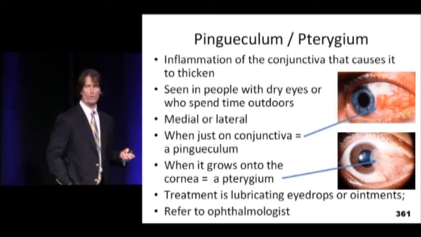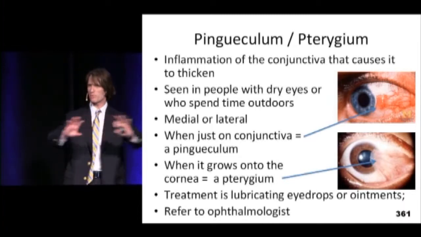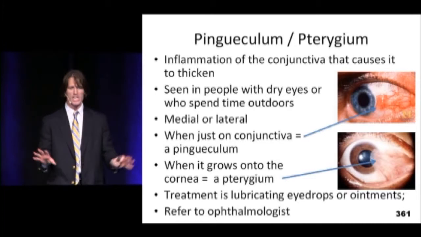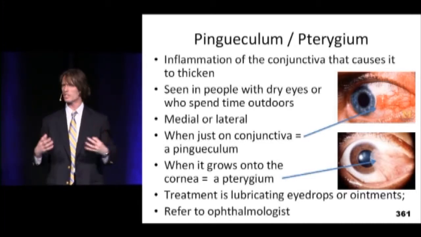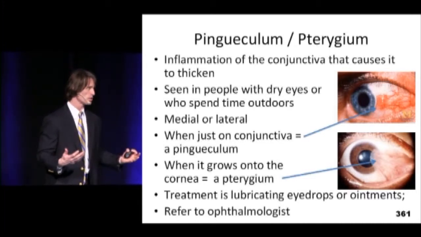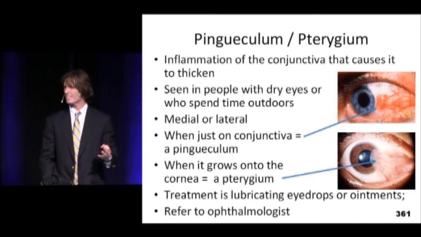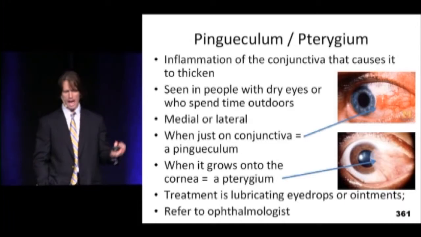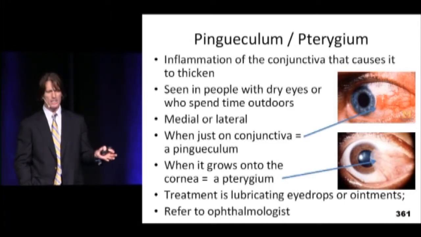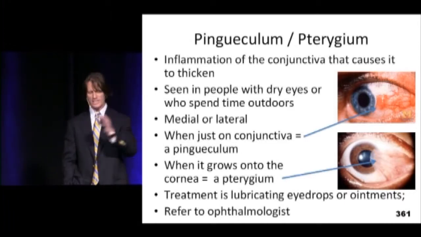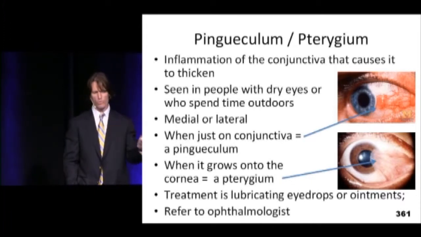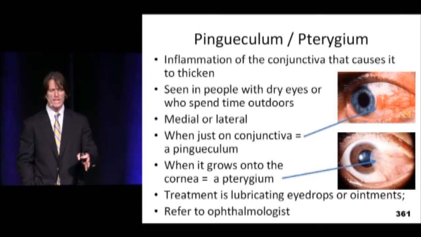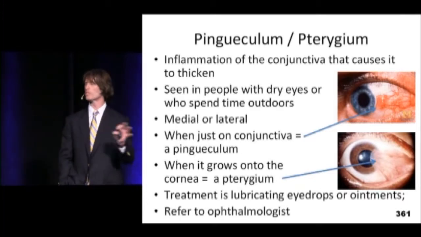Pingueculums and pterygiums, those are just fun terms. This is what separates us from the rest of the population, right? We get these cool terms to deal with. So you have an inflammation of the conjunctiva that causes it to thicken for some reason. Those who have chronic dry eyes, Sicca syndrome, or who are just out in the outdoors a lot, this can happen. If it stays on the conjunctiva and doesn't cross over onto the cornea, then it's a pingueculum. If it crosses over, it's a pterygium.